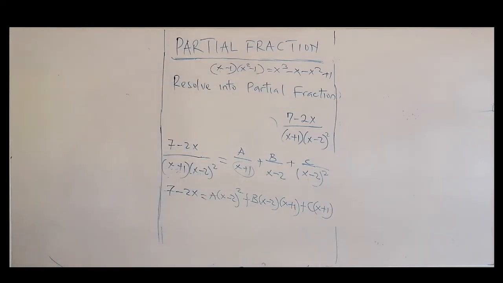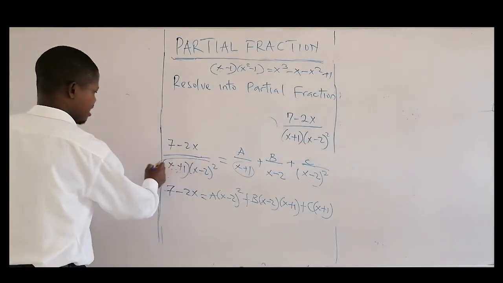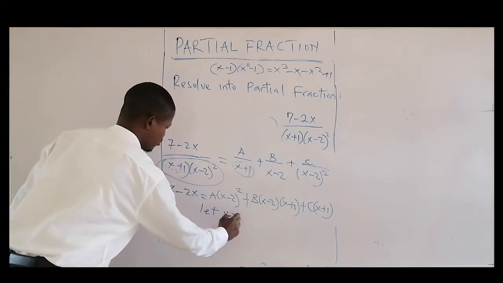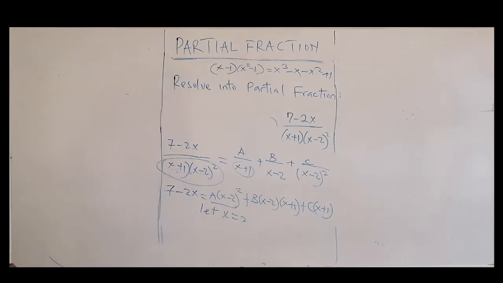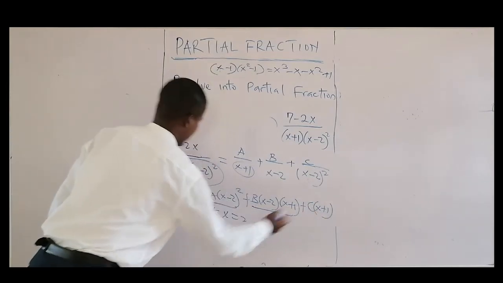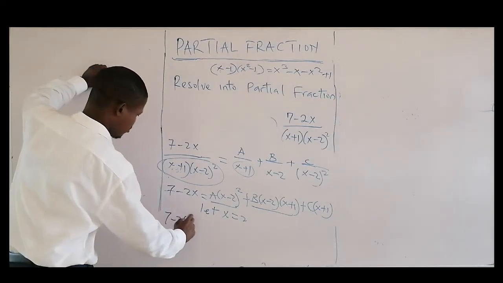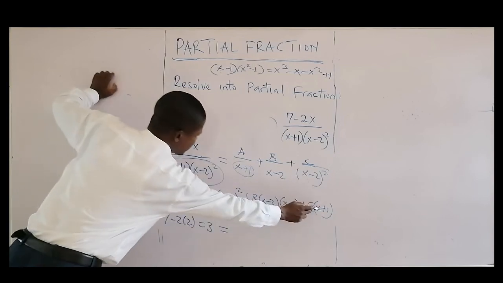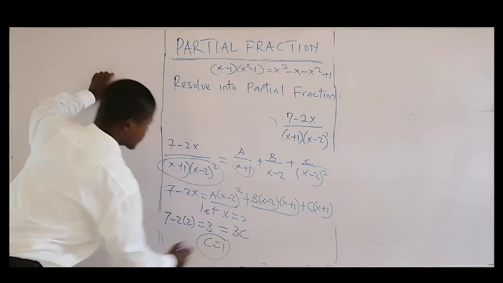So I'm multiplying through by this denominator. So what do we do now? Let x equal to 2, so that this can cancel, and this also can cancel, you can get c. That will be 7 minus 2 times 2, that's 3, equal to, this we cancel, then we have 2 plus 1, that's 3c. So c is what? 1.